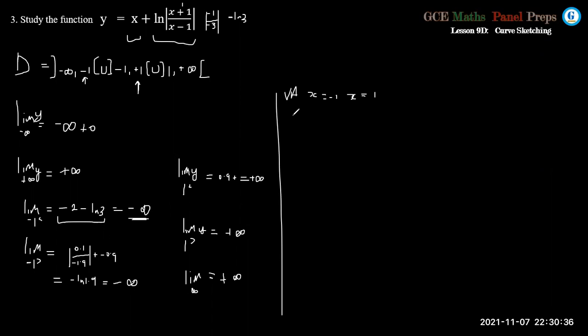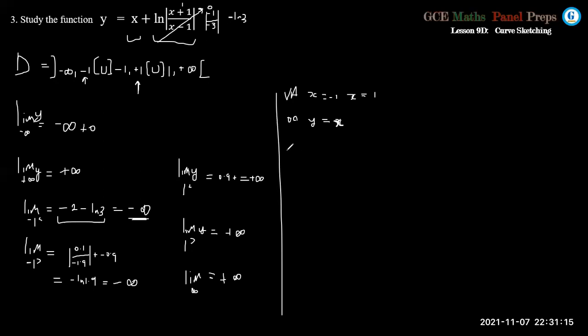Is there an oblique asymptote? Yes, I'm sorry, but we don't have a horizontal asymptote. The oblique asymptote here will be the line y is equal to x, because as x tends to infinity, all of this tends to 0. If there was a constant like 2, then we would consider it. So our oblique asymptote here is the line y is equal to x.